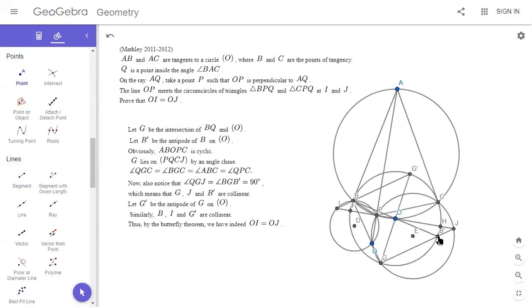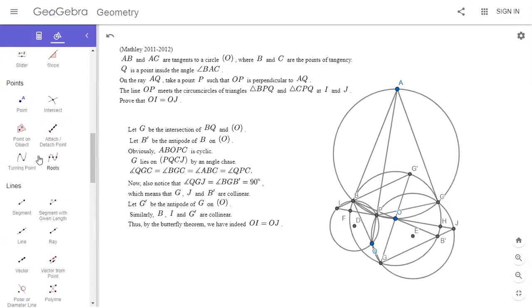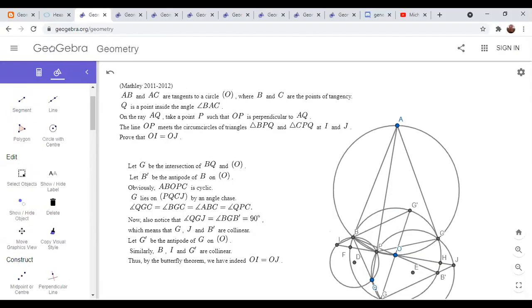diameters. I feel like, do we really need the butterfly theorem? Because they're all diameters, right? So it's probably just congruent triangles. I mean, we know BGB prime G is a rectangle, right? So we don't even really need the butterfly theorem for that. That's just symmetry. But I still like it. It's a nice solution. All right, so I'm going to move to the next one.